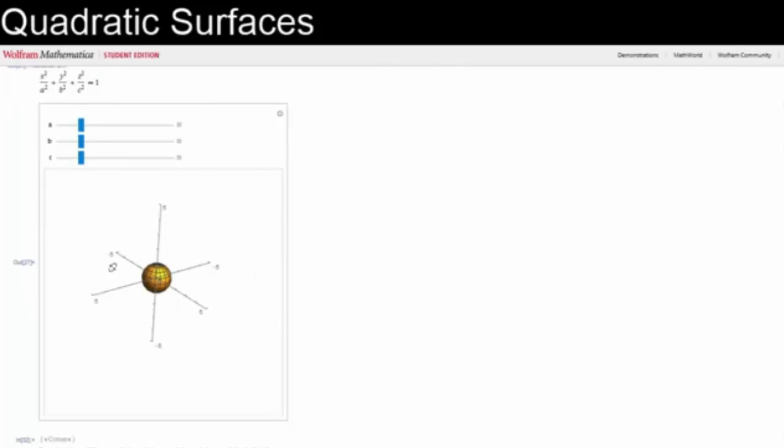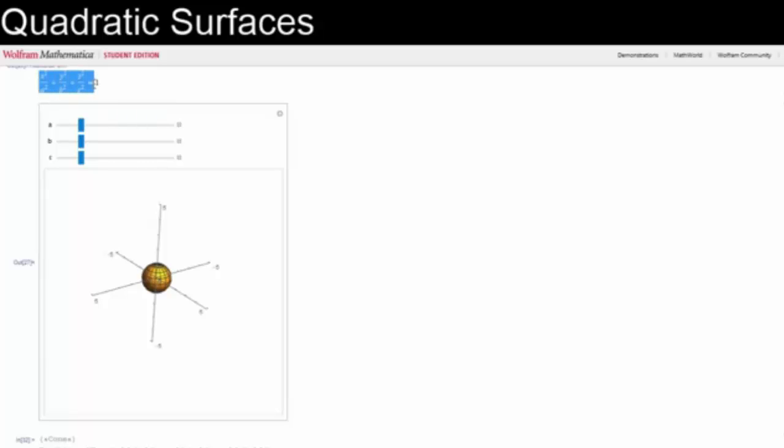In this video, we'll take a little tour of the various types of quadratic surfaces that we'll study. So first up is the ellipsoid here. Now, the picture you see here looks like a sphere, and that's because it is. A sphere is, of course, a type of ellipsoid.